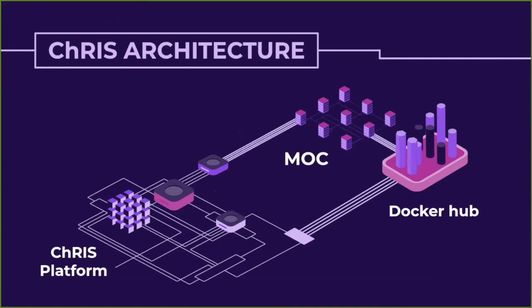Here we have a part of the architecture of ChRIS and its connected services and platforms. You can see ChRIS and the MOC Docker Hub are connected. Using services on the back end, it executes the user requested app on MOC, and these apps are built in a Docker image.